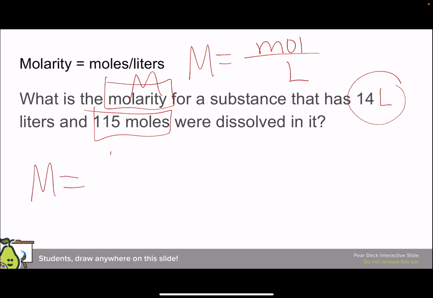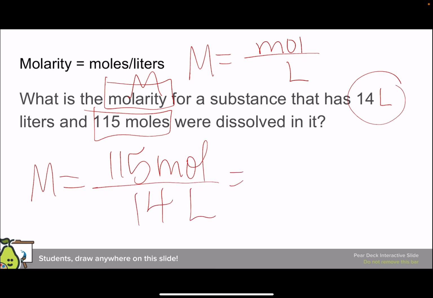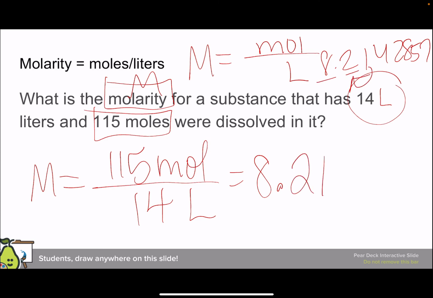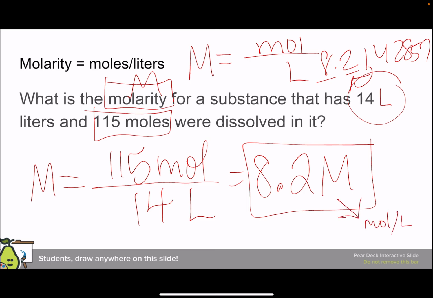So big M is equal to 115 mol divided by 14 liters. So if we have our calculator out, we're going to put our 115 in first. So 115, 3 sig figs divided by 14, 2 sig figs, we'll see we get 8.2142857. We'll count over 1, 2, 1 won't round it up, so we're going to have 8.2 big M here, which stands for mole over liter.